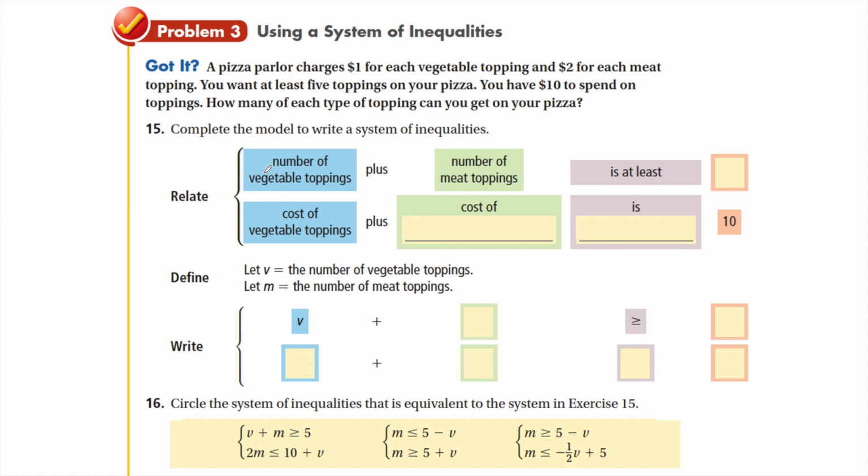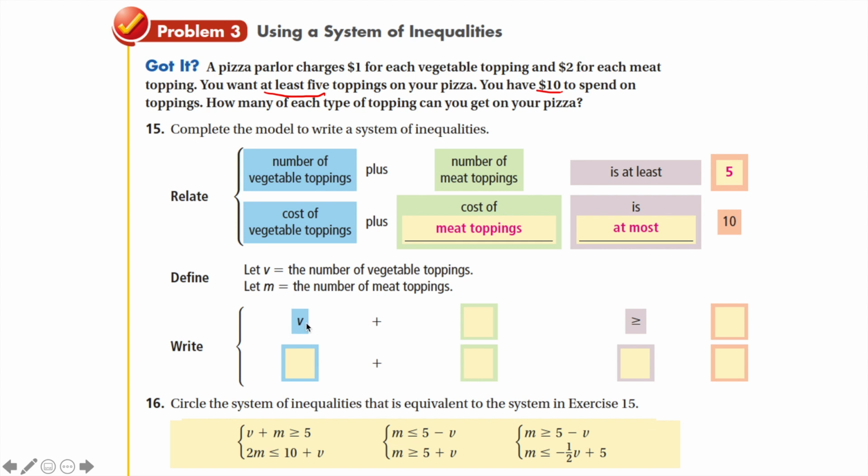We have to figure it out based on the different variables that we're given. So we have the number of vegetable toppings plus the number of meat toppings is at least 5, because we need at least 5 toppings, right? It tells us that right there. So the cost of the vegetable toppings plus the cost of the meat toppings is going to have to be no more than $10. So we can't go above $10. So instead of it being at least, it's going to be at most $10.